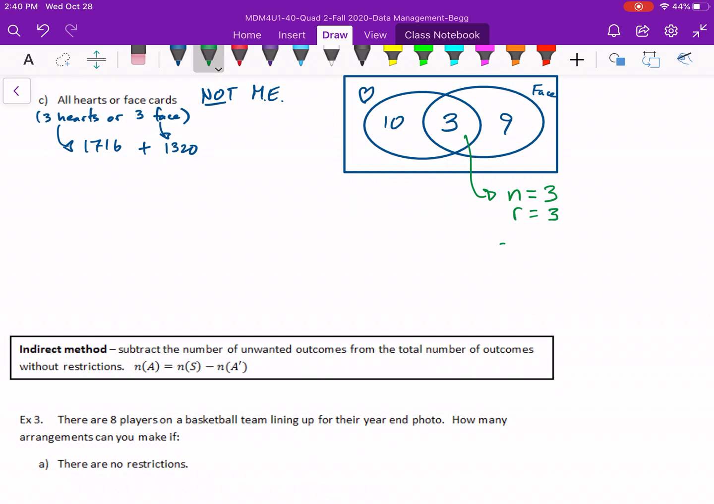So there's actually going to be 3P3 ways of arranging them, which is 3 factorial. So there's actually 6 ways of choosing face cards and hearts at the same time. 6 ways of arranging the Jack, the Queen, and the King of Hearts. That's the overlap that I have to subtract.